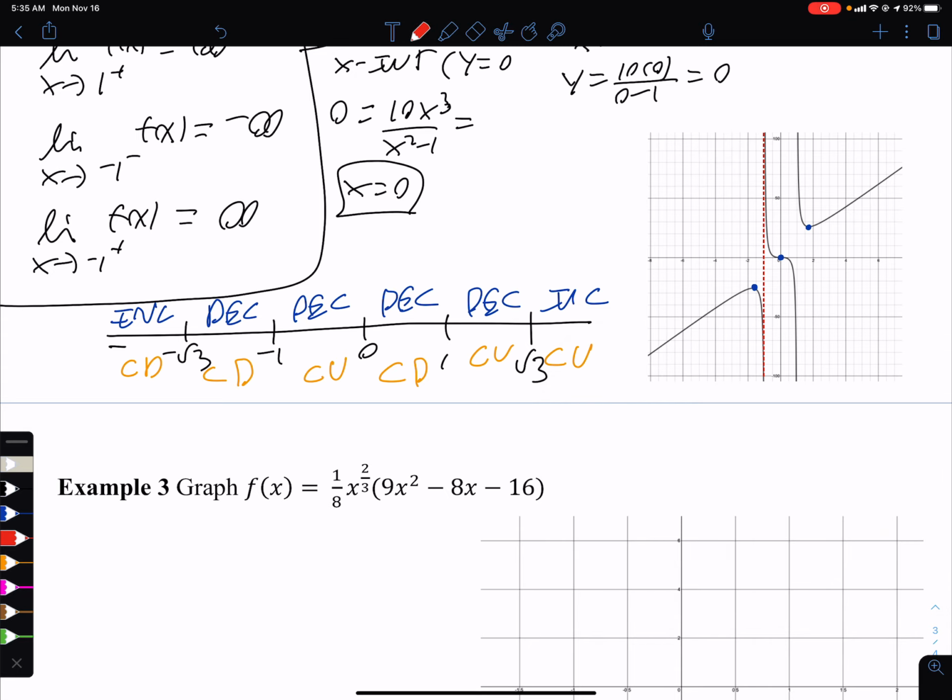Okay. And copy and paste that. How do I copy and paste? Duplicate. Okay, I think there's another one there, yeah.